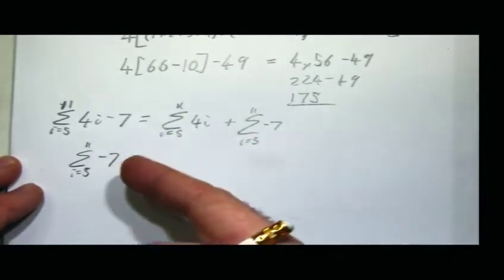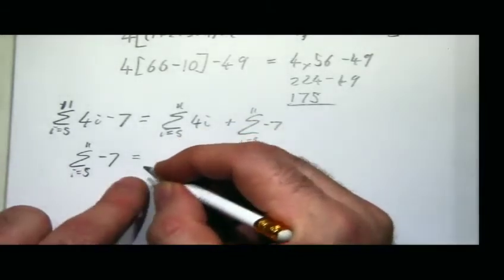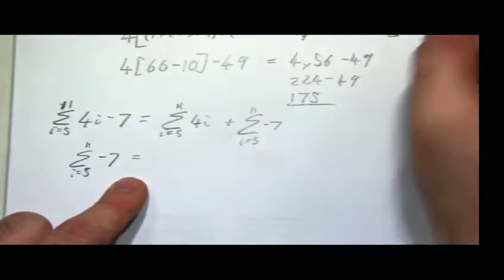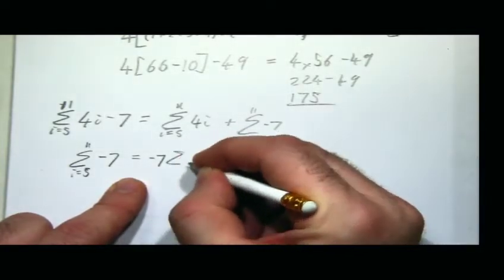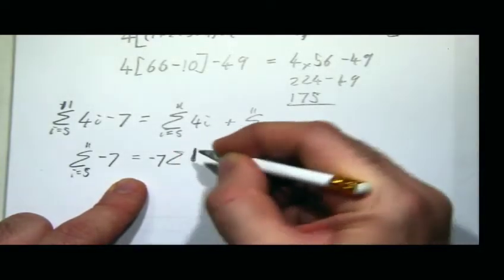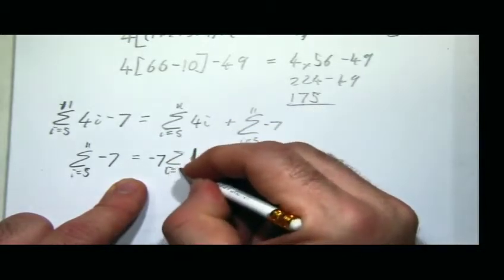Now, with this thing here, every number is -7. So I could have taken a factor of 7 out of all of these, put my -7 out the front. Okay? And what I would have been left with is the sum of 1, from i equals 5 to 11.